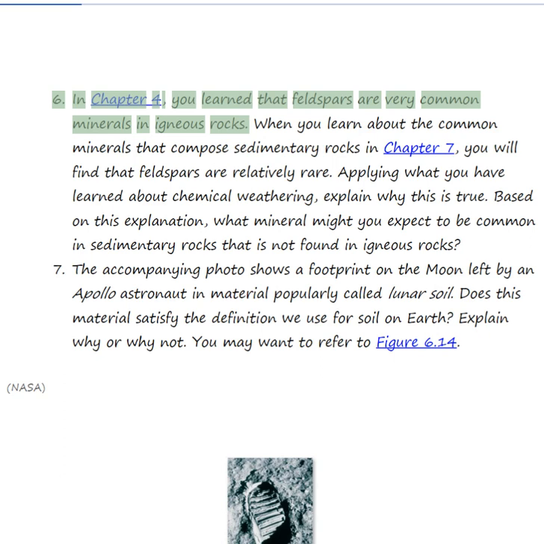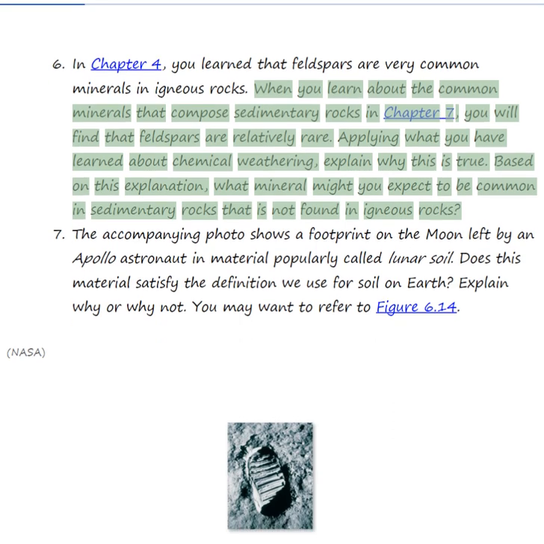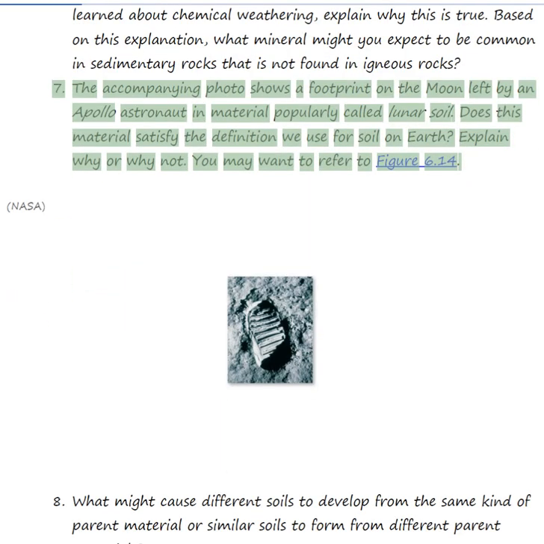6. In Chapter 4, you learned that feldspars are very common minerals in igneous rocks. When you learn about the common minerals that compose sedimentary rocks in Chapter 7, you will find that feldspars are relatively rare. Applying what you have learned about chemical weathering, explain why this is true. Based on this explanation, what mineral might you expect to be common in sedimentary rocks that is not found in igneous rocks? 7. The accompanying photo shows a footprint on the moon left by an Apollo astronaut in material popularly called lunar soil. Does this material satisfy the definition we use for soil on Earth?